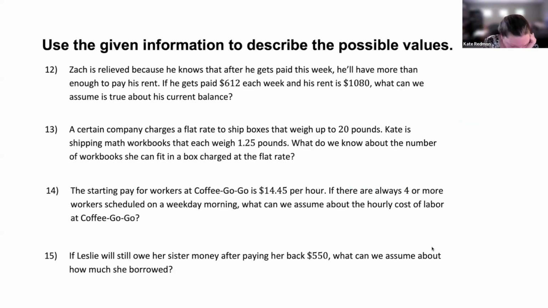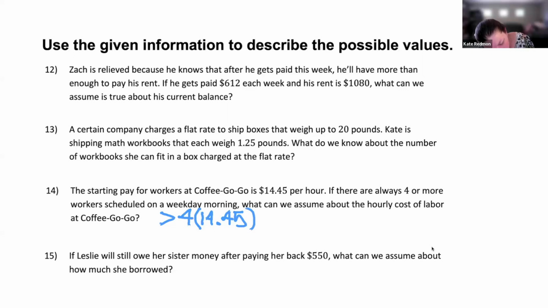14, the starting pay for workers at Coffee Go-Go is $14.45 per hour. If there are always 4 or more workers scheduled on a weekday morning, what can we assume about the hourly cost of labor at Coffee Go-Go? So the starting pay for workers is $14.45. That means that they could make $14.45 or they could make more. But we can also see there are always 4 or more workers scheduled on a weekday morning. So there's at least 4 again, so 4 or more.